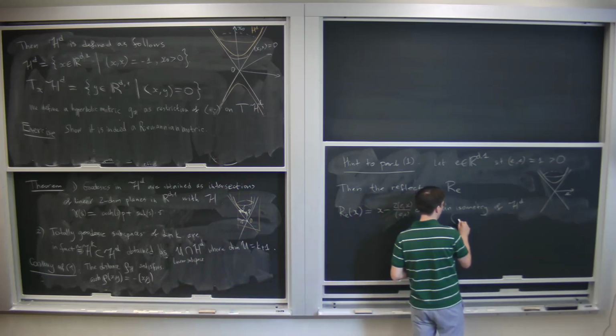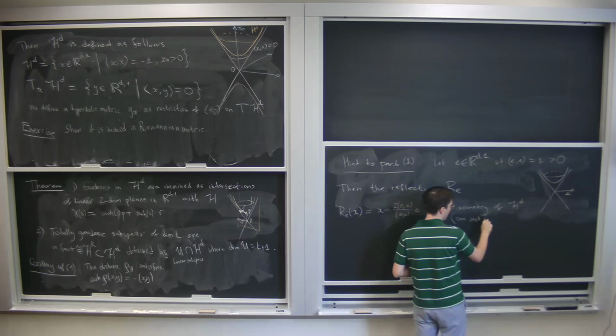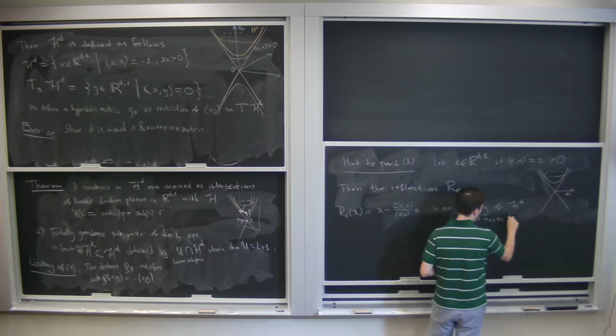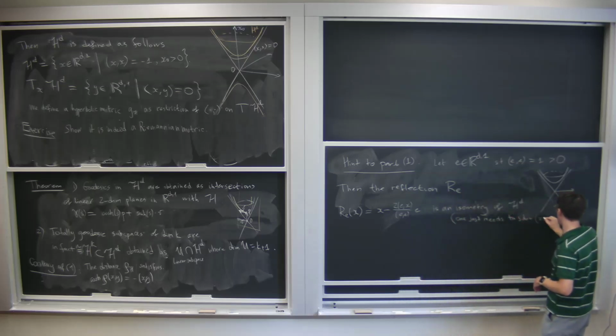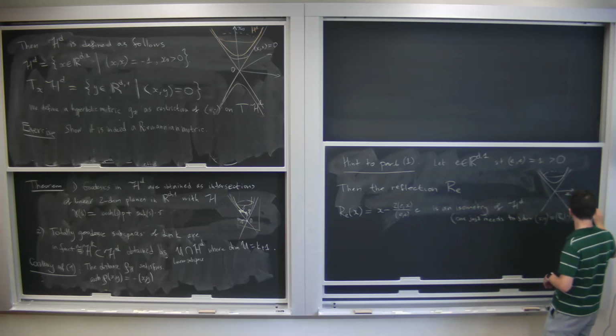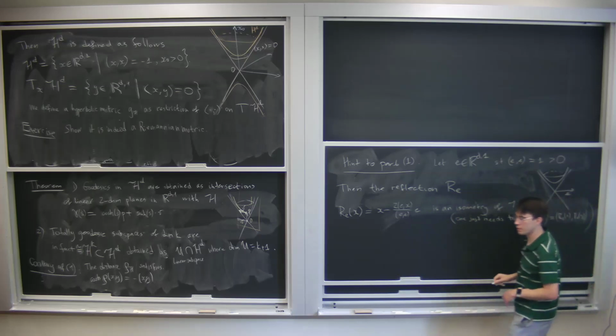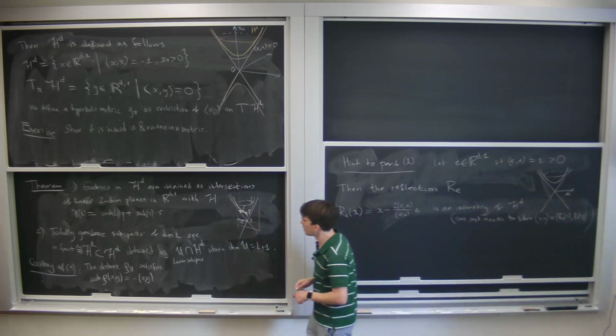So what you need to show is that the scalar product of X and Y is equal to R_E of X scalar product R_E of Y, okay? And that's enough to show that it's an isometry.